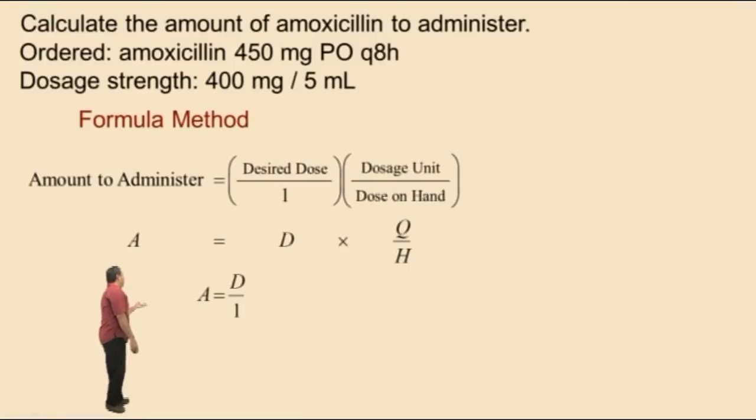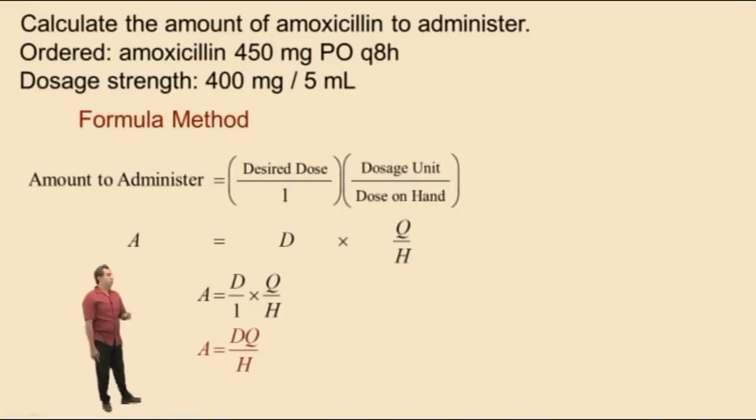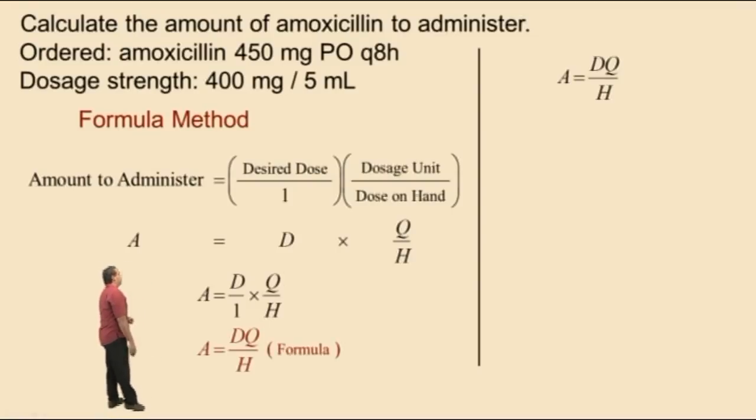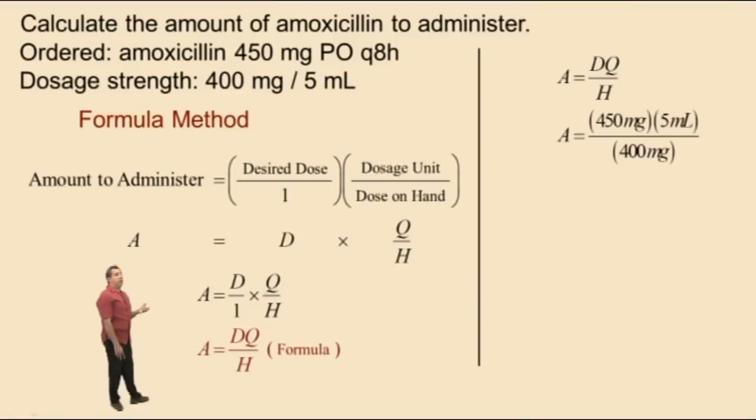Representing the D as a fraction, we simply place it over 1. Multiplying the fractions together gives us our formula for the amount to administer. A is equal to D times Q divided by H. So let's use this formula to perform this calculation. Let's replace D with 450 milligrams. Remember, that's our desired dose. Our dosage unit Q is 5 milliliters, and our dose on hand H is 400 milligrams.